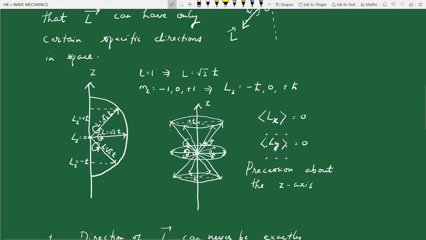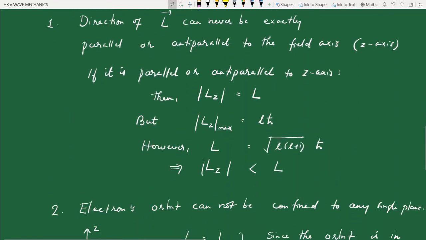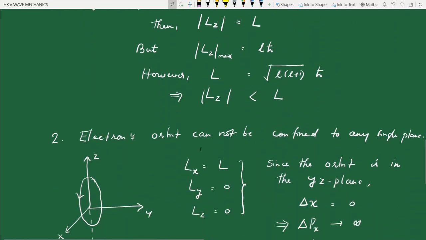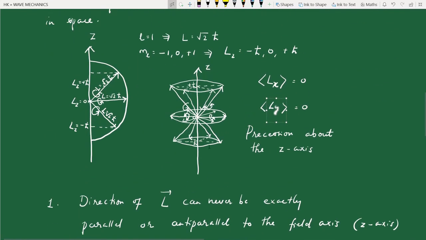You should not confuse the second idea, that the electron's orbit cannot be confined to any single plane, with the idea that the angular momentum vector is confined to a plane. For example, when the projection Lz is equal to 0, I said that the angular momentum vector is confined to the xy plane. But what about the plane of the electron's orbit? It can have different planes.